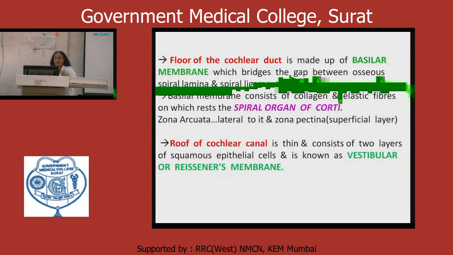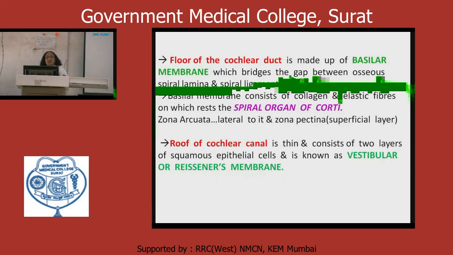Now the roof of the cochlear canal, as we have seen in the given diagram previously, is thin and consists of two layers of squamous epithelial cells, known as the vestibular membrane. So we have discussed that between the vestibular membrane and the basilar membrane is the scala media containing the cochlear duct.